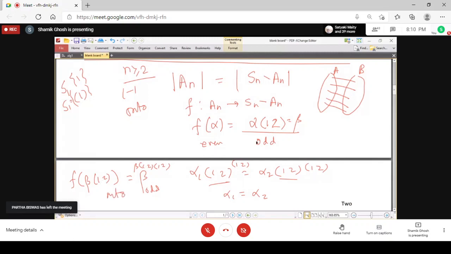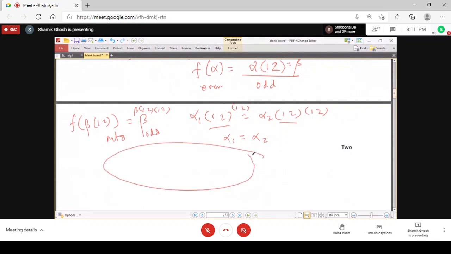So the mapping is bijective, and that proves that the number of even permutations is exactly equal to the number of odd permutations. So the whole set of permutations is divided into two equal parts, An and Sn minus An. The advantage is that the even ones form a subgroup, but odd permutations cannot form a subgroup. So these are all the things that I want to tell you for the permutation group.